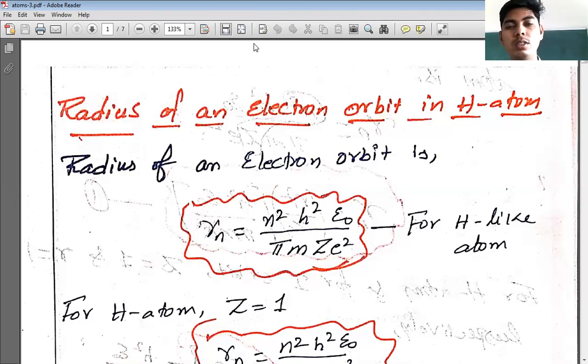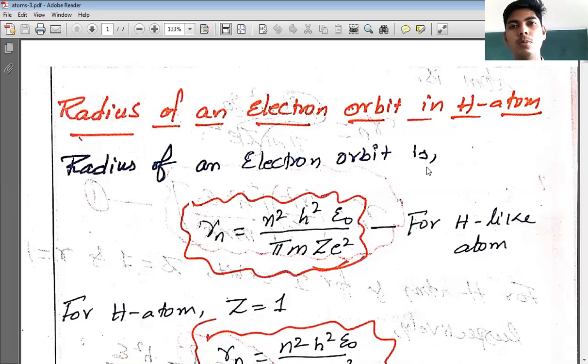And that is called Bohr's quantization rule. mvr is equal to nh by 2 pi, right? And Bohr also specifies when an electron can radiate energy. Electrons do not radiate energy when revolving in the stationary orbit. Instead, an electron radiates energy when it makes a transition from a higher orbit to a lower orbit.